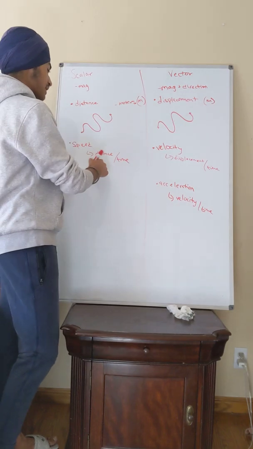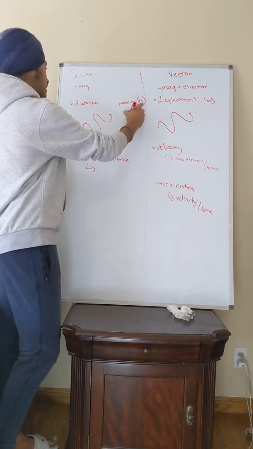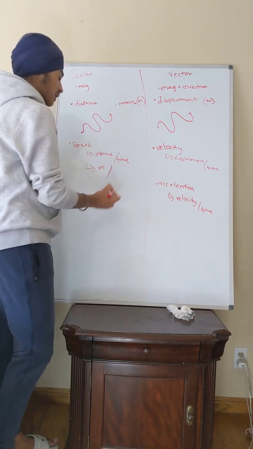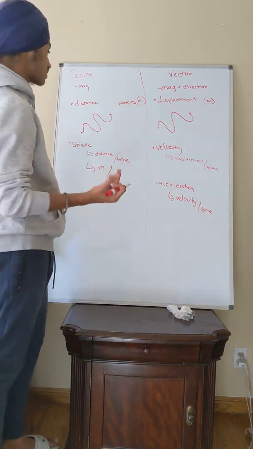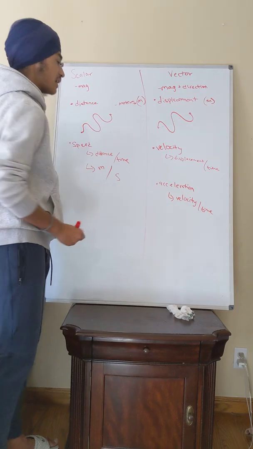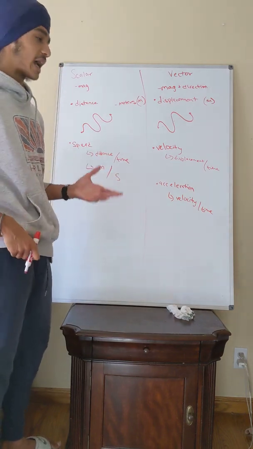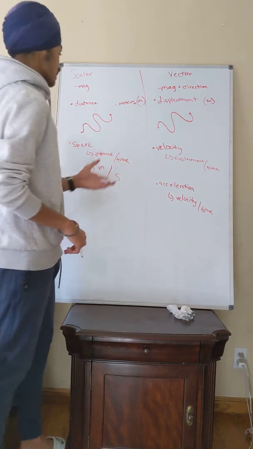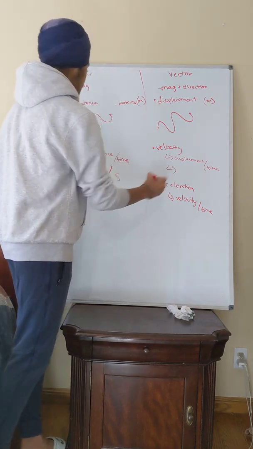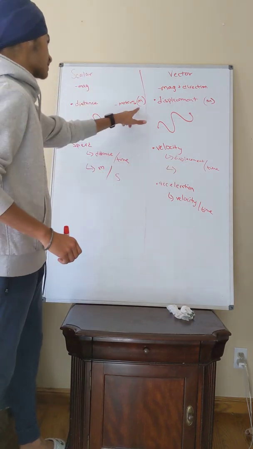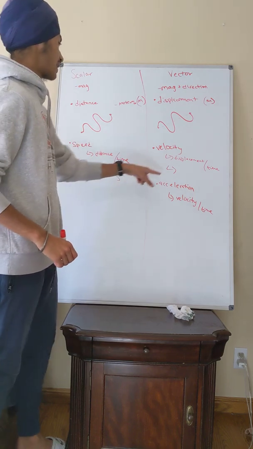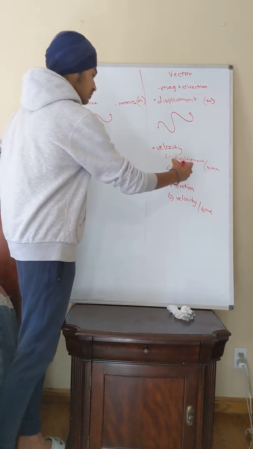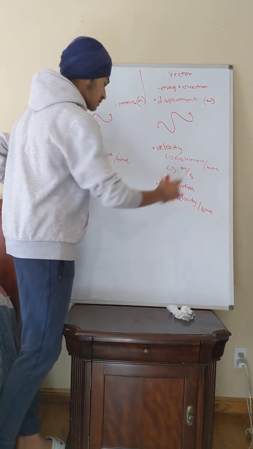For speed, it's just going to be distance over time. So we use the distance unit, which is meters, and then our time, which in most problems is going to be in seconds. Occasionally it might be written in hours or minutes, but that comes up very rarely. For velocity, it's the same thing as speed, because we use displacement units over time, which are the exact same as the distance units. So these are also going to be meters over seconds.